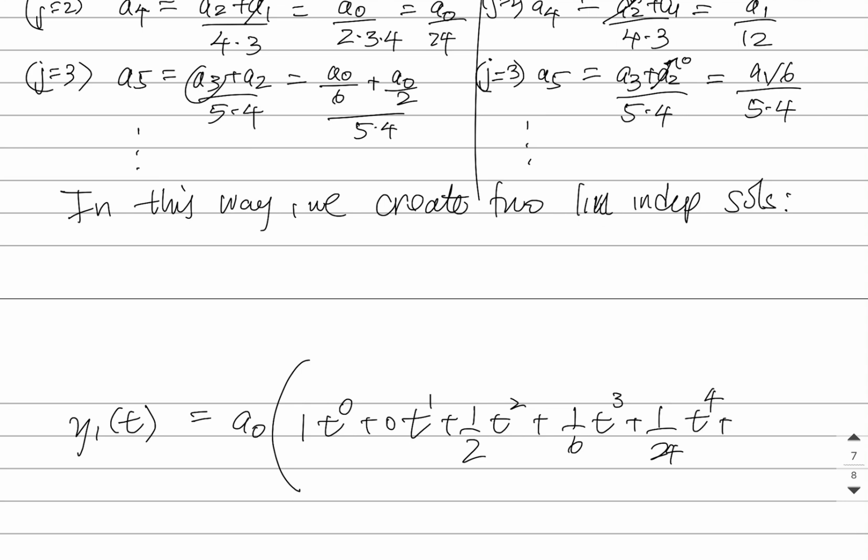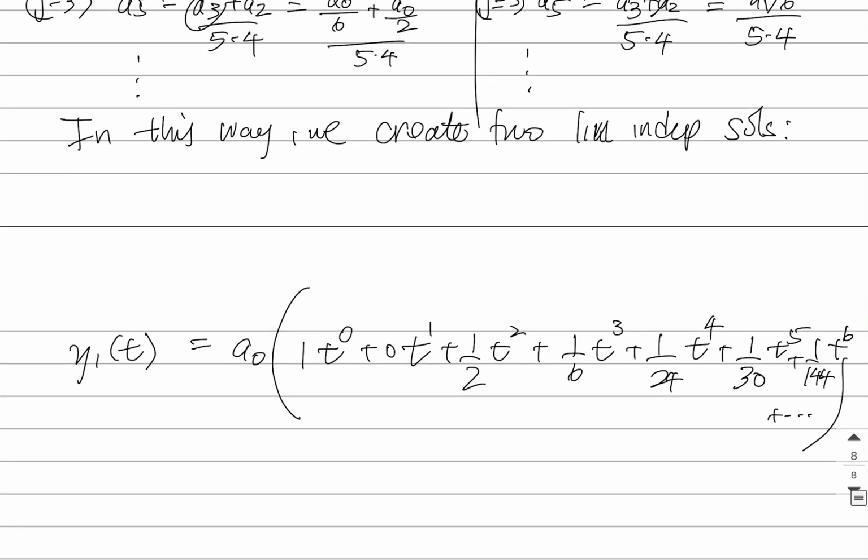And then as we keep going, we're going to get different size terms. We'll get 1 over 30 t to the 5, 1 over 144 t to the 6, and so on and so forth. This is where a program like Maple is able to easily calculate all of these recurrence relationships for you. Now that's just one of the solutions.